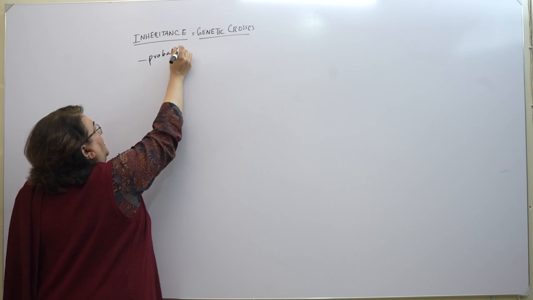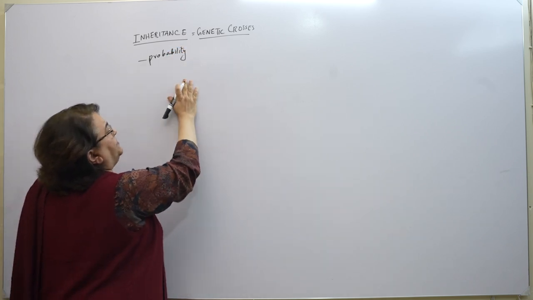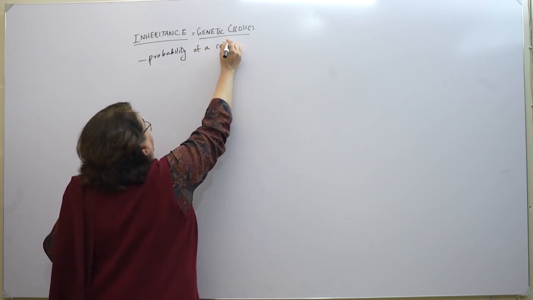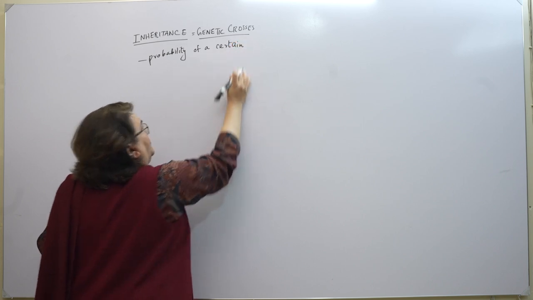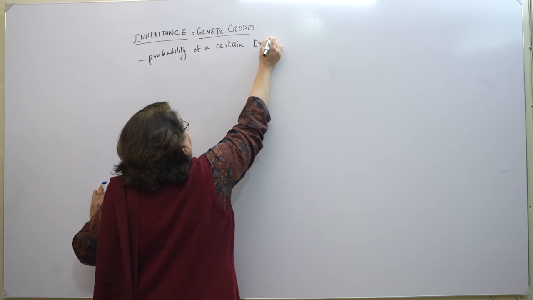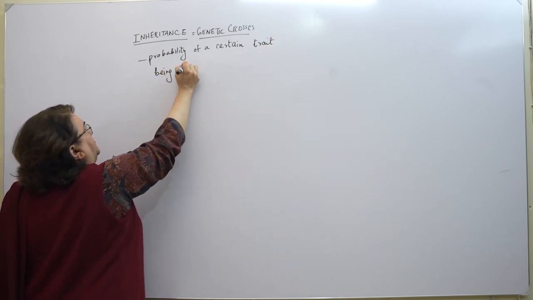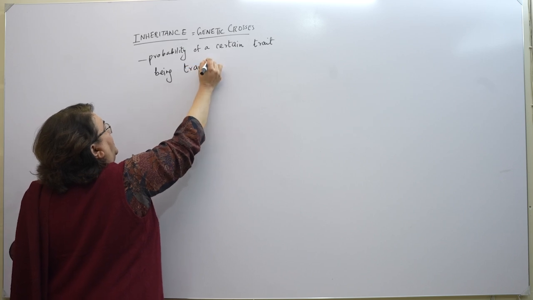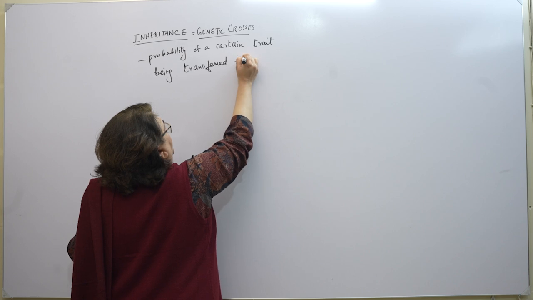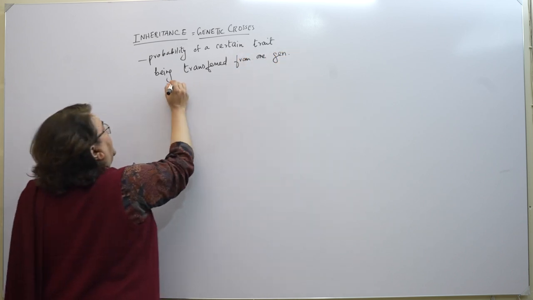So we will look at a few definitions and then we look at how we sort out the genetic crosses. Probability of a certain trait being transferred from one generation to the next.